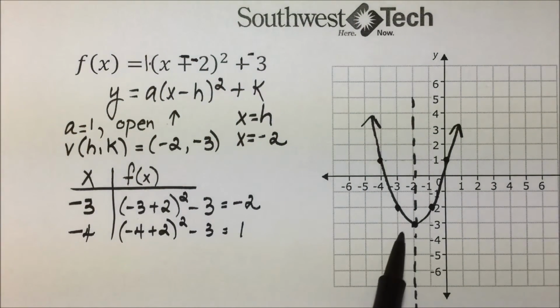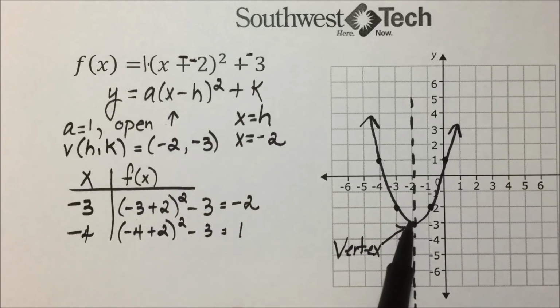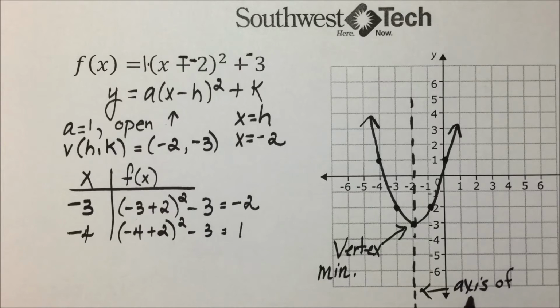Our vertex is here. Because this is opening upward, that's putting the vertex at the bottom, the lowest point, so it is a minimum. Our line here is our axis of symmetry.